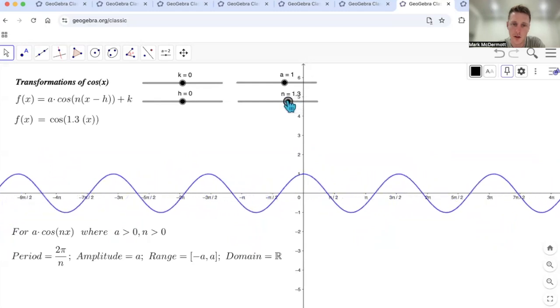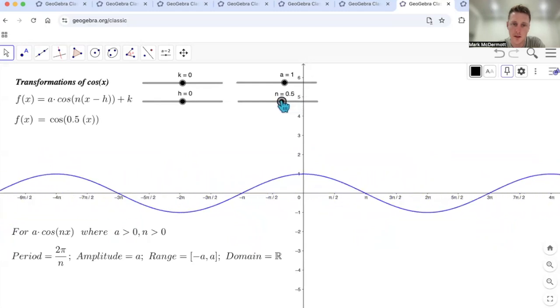Just another thing to point out, if n is something like 0.5, 1 divided by 0.5 is 2. So if n is 1/2, then it's a dilation by a factor of 2 from the y-axis. So something to be aware of. Other than that, the period is still 2 pi divided by n.